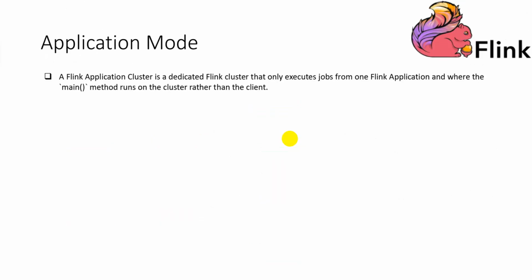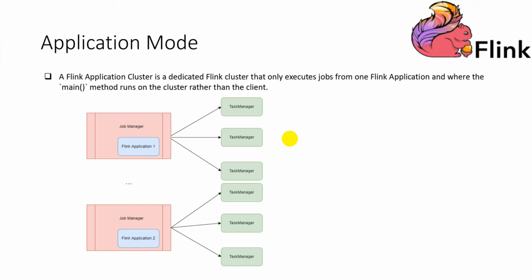A Flink application cluster is a dedicated Flink cluster that only executes jobs from one Flink application, and the main method runs on the cluster rather than the client. The job submission is a one-step process. You do not need to start a Flink cluster first and then submit a job to the existing cluster.